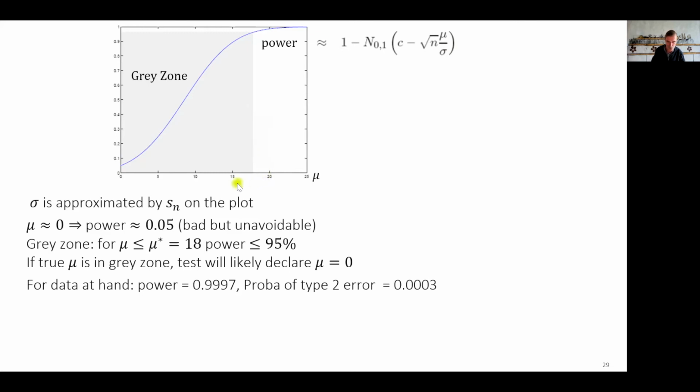But the consequence is that if mu happens to be in this zone here, the power will be very bad. If the true value of mu is in the gray zone, the test will likely declare that mu is equal to 0. Now, for the specific data that I had in the example I gave, I can compute the power, and I found that it's very, very close to 1. So the type 2 error is less than a fraction of a percent, which is this very small value here. But this is for this specific data. I cannot guarantee that my test will always have such a high power here.